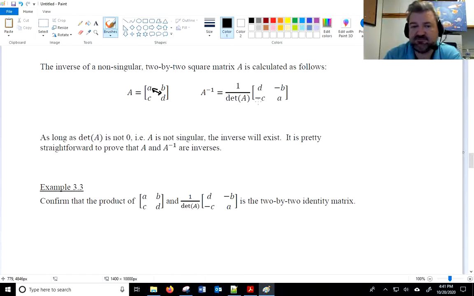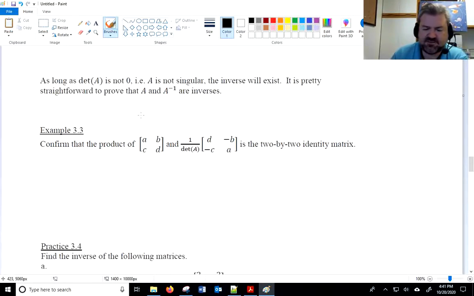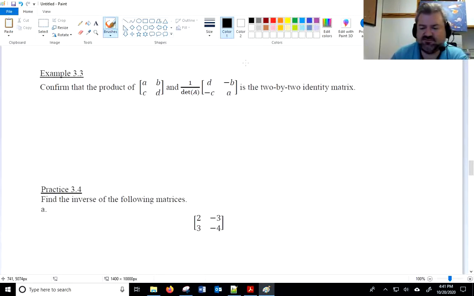We're not looking at the inverse of a 3 by 3 right now. There is a formula for it. It's just more of the same. But for now, let's just look at the inverse of a 2 by 2 matrix. So let's confirm first that these two matrices are indeed inverses.